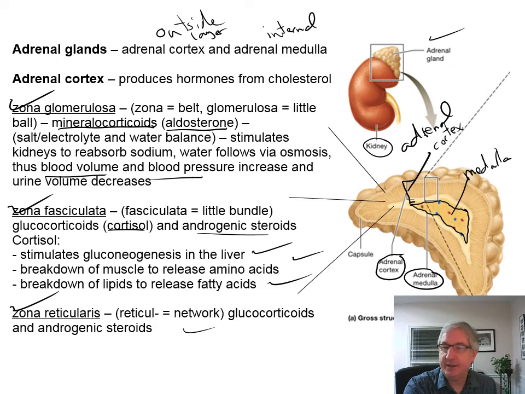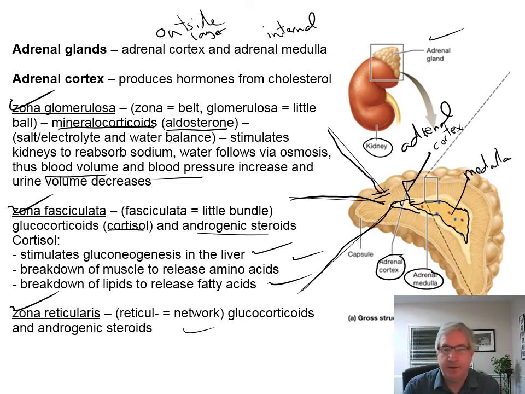So the reticularis is this layer here. Draw just a little part of it here. That's the reticularis layer there, so that's what that line is. And then we have the zona fasciculata, this middle part here, and the zona glomerulosa is this outer layer out here.